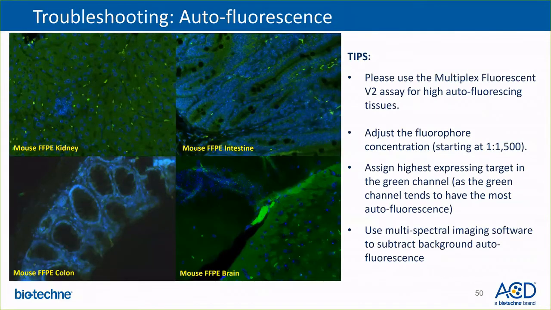How to troubleshoot for autofluorescence? Due to the long fixation times, FFPE samples tend to have the most inherent autofluorescence, which poses challenges for image analyses. Our TSA-based version 2 assay helps to address this issue as adjusting the TSA concentration allows for a higher signal-to-noise ratio. We recommend that you assign high-expressing targets in the green channel and to use the multispectral imaging system or software for the background subtraction.